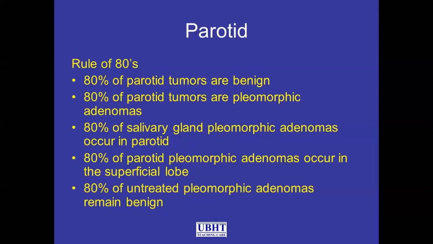Now, in the parotid, we can follow the rule of 80. It means 80% of the parotid gland tumors are benign. 80% of the benign tumors are the pleomorphic adenoma. 80% of salivary gland pleomorphic adenomas occur in the parotid. 80% of it occurs in the superficial lobe, and 80% if untreated, the adenoma remains benign.